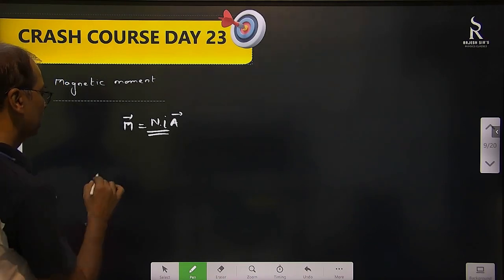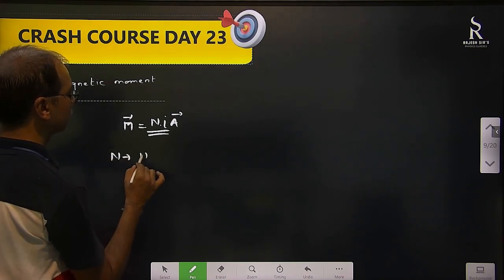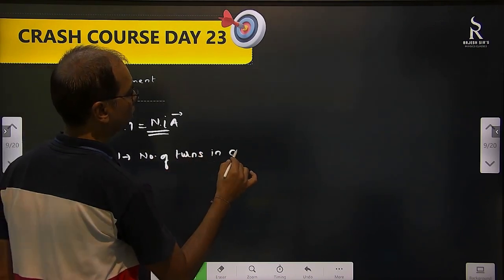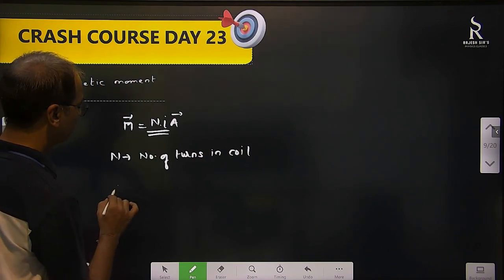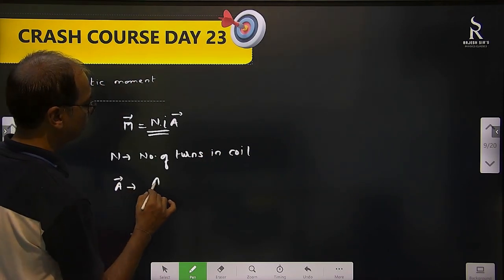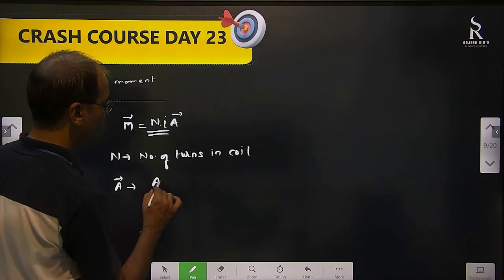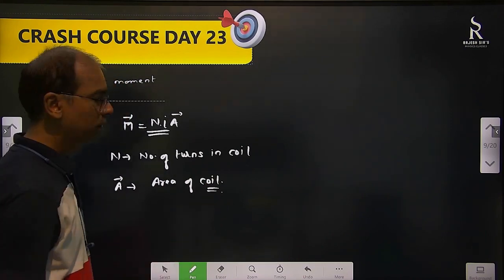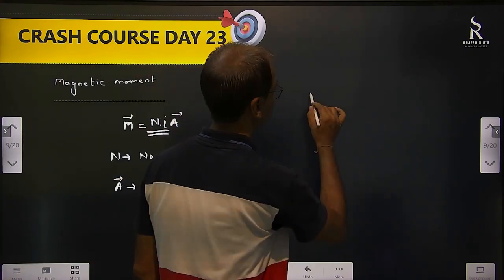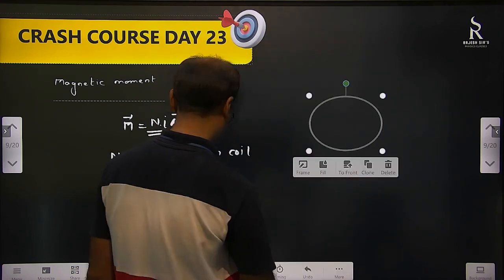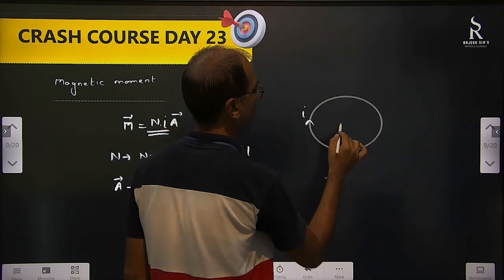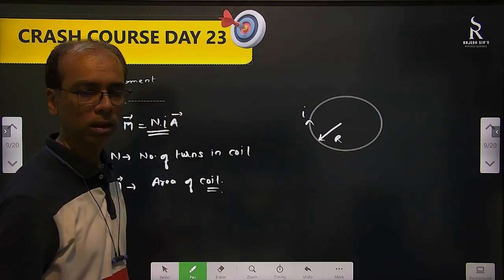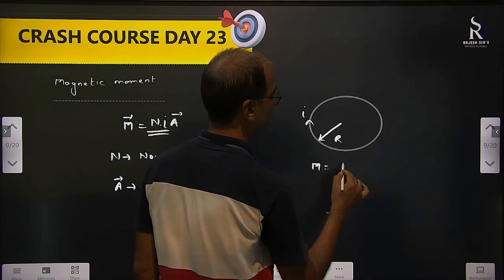What is N? N is the number of turns in the coil. Current, we all know, I is current. And what is A? A is the area, or surface area, of the coil. So if suppose we have a ring, okay, carrying current, and its radius is R, what will be its magnetic moment? We'll say I into pi r square. Okay, magnetic moment is I into pi r square.